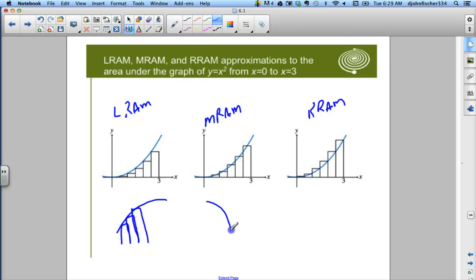If the curve is going down here and I drew my left RAM, it's too much. So there are different ways where you have to understand when the area is going to be too much, when it's going to be too little, and when it's going to be approximately right.